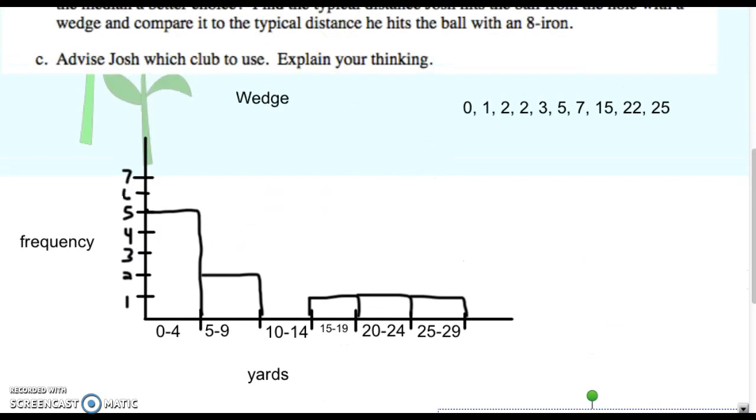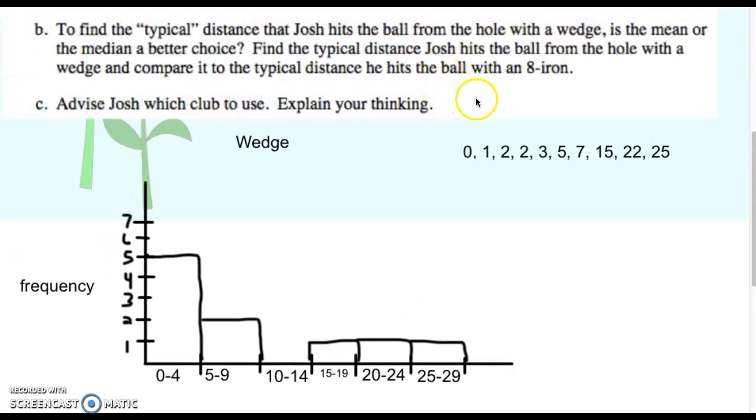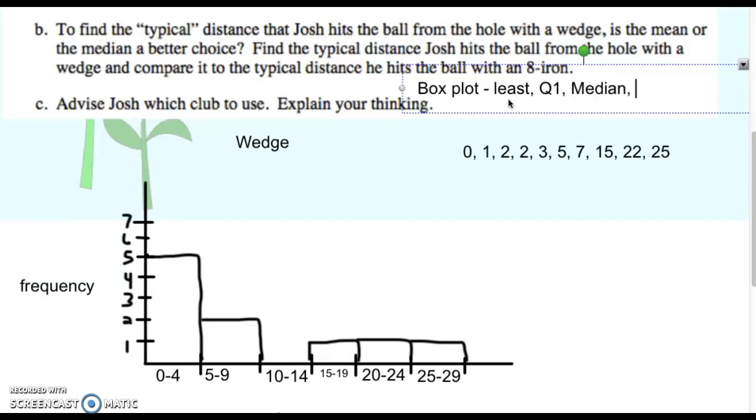Okay, so now for finding the box plot, I'm going to write this down. For your box plot you need the least number, quartile 1, the median, quartile 3, and the greatest number. I'd like you to write that down to make sure that you have it anytime you need it.